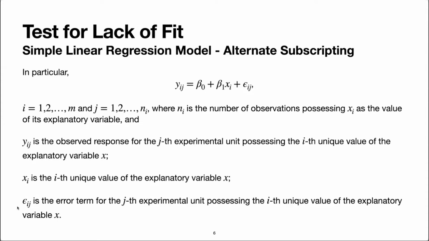And then epsilon sub ij is the error term for the jth experimental unit possessing the ith unique value of the explanatory variable x. So it's an alternative method of subscripting, but it's useful in the context of developing a test for lack of fit.